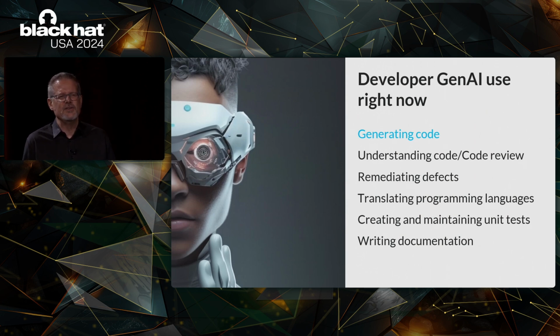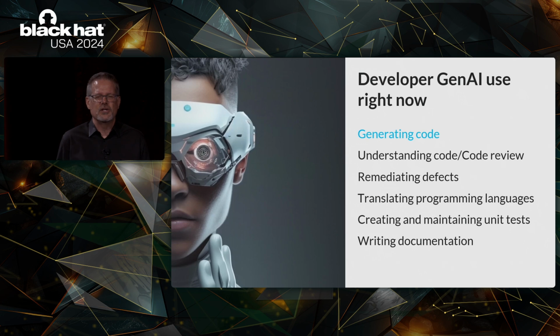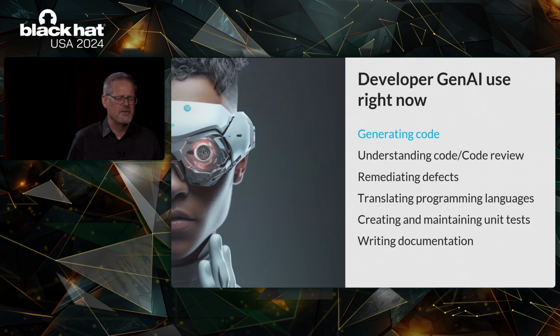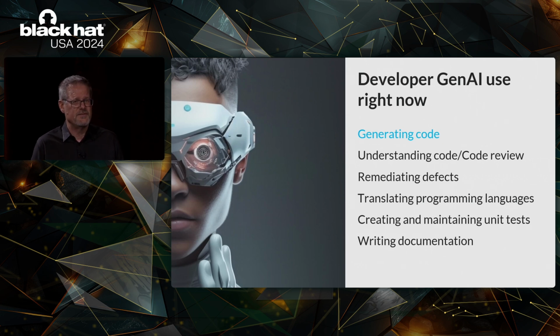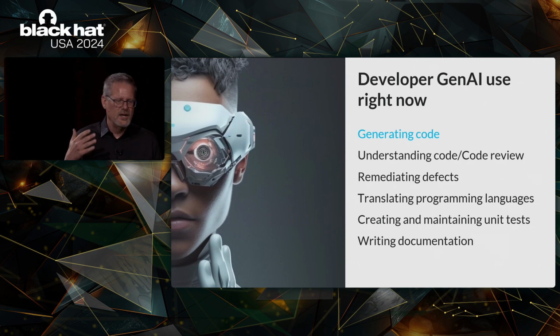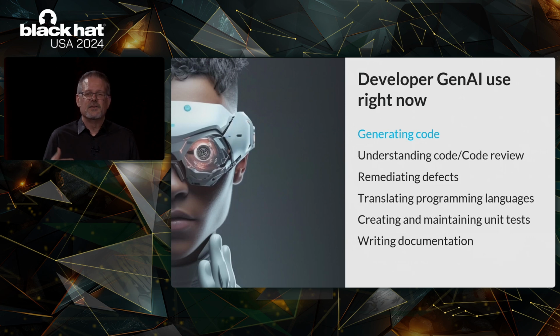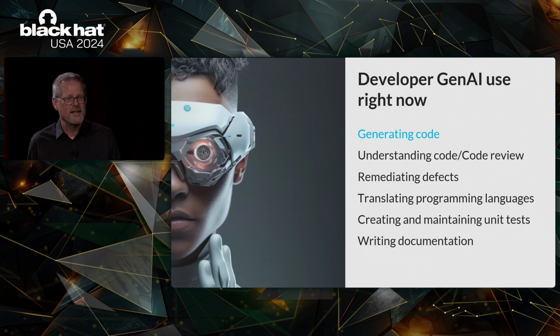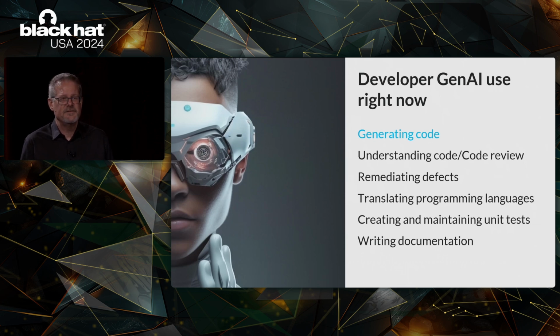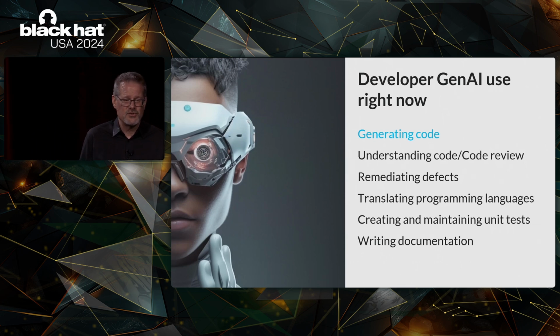So these are some of the uses that developers are using generative AI for right now. I've seen data that shows up to 40% of development teams are trying generative AI or are using generative AI in their development environment. They're generating code with it, of course, which is the focus of my talk. But they're also using it for code review, just to understand old code. They're using it to fix bugs. They're using it to translate programming languages. There's a big effort that DARPA is trying to push now to translate C code into Rust code to make it safe. We'll have to see how that pans out, but language translation is a big use.